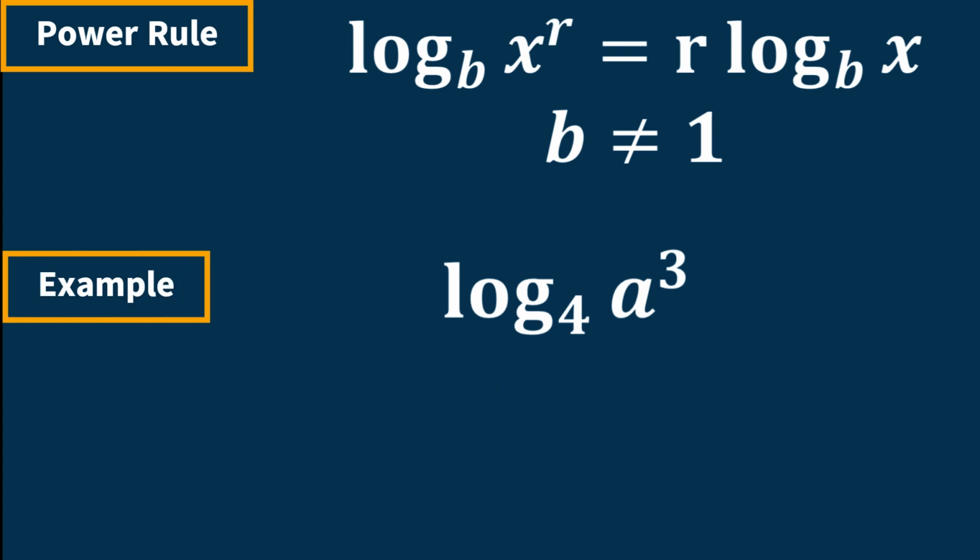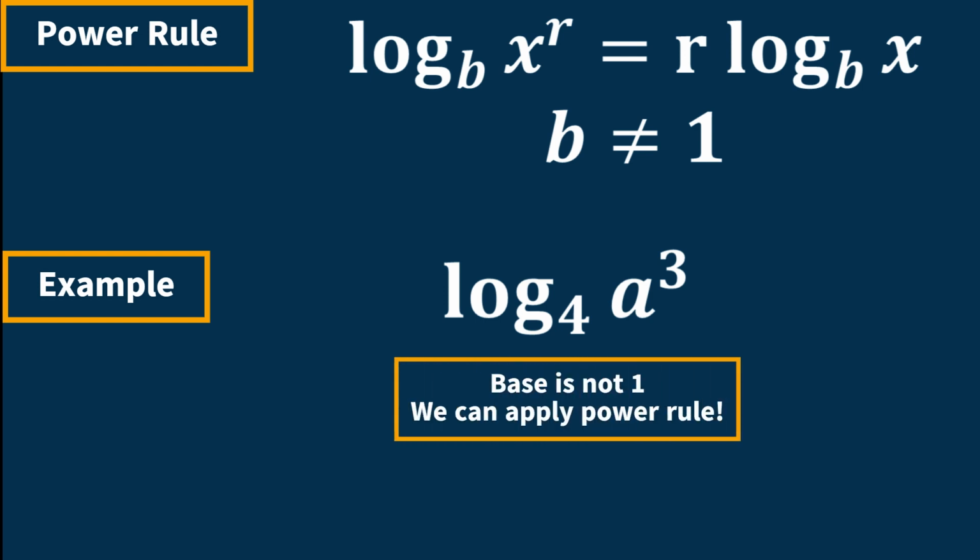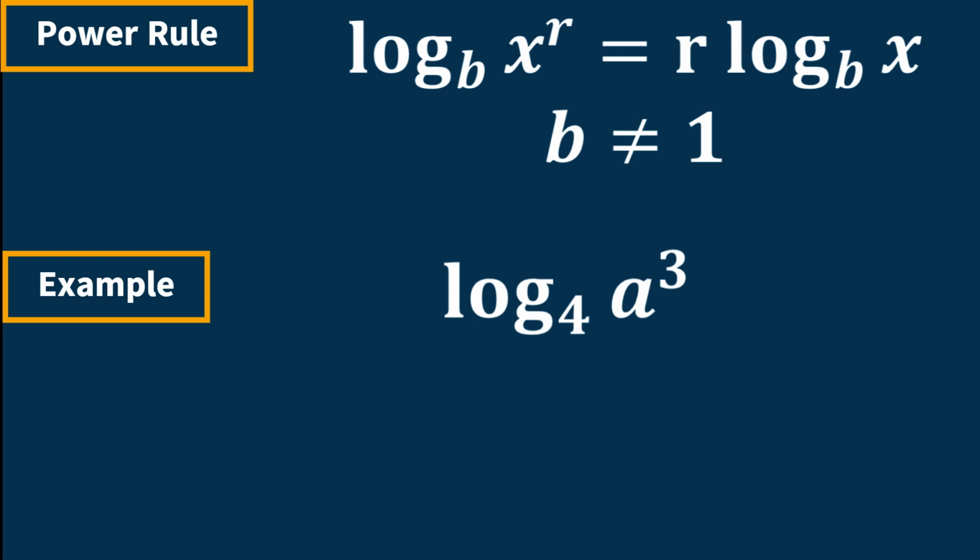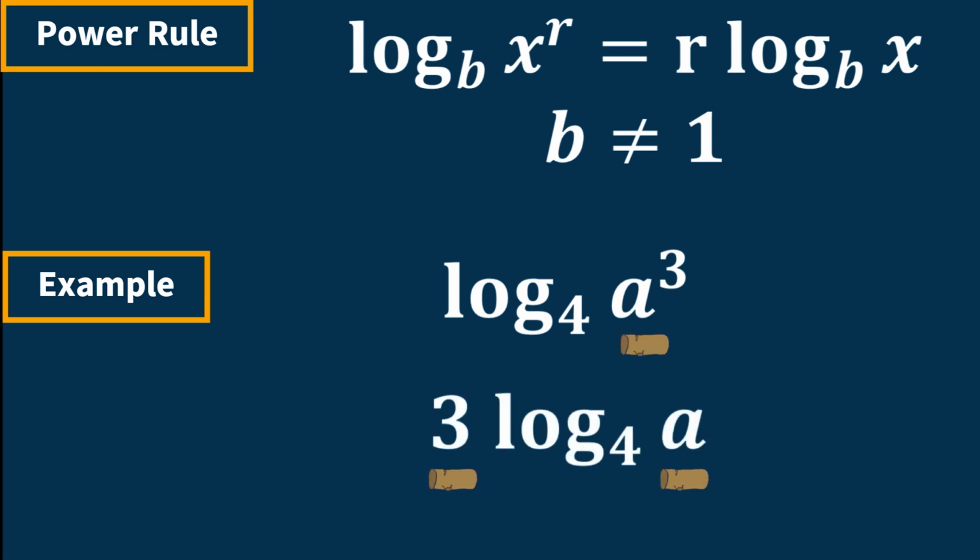We have log base 4 of a raised to the third power. Applying the power rule, we can move the exponent in front of the log. The log now becomes 3 times log base 4 of a.